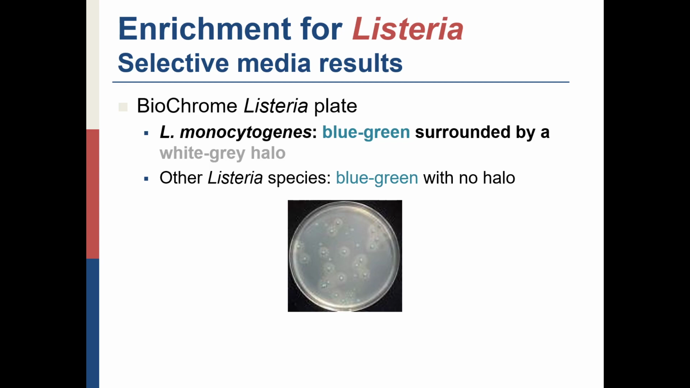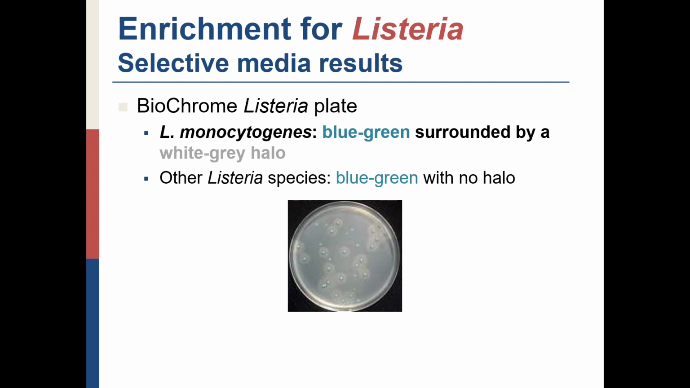Okay, so the next organism is Listeria. For that, we use the Biochrome Listeria plate. Listeria monocytogenes is going to be blue-green, and it's going to be surrounded by a white and gray halo. Whereas the other Listeria species will also be blue-green, but there's not going to be a halo around them.